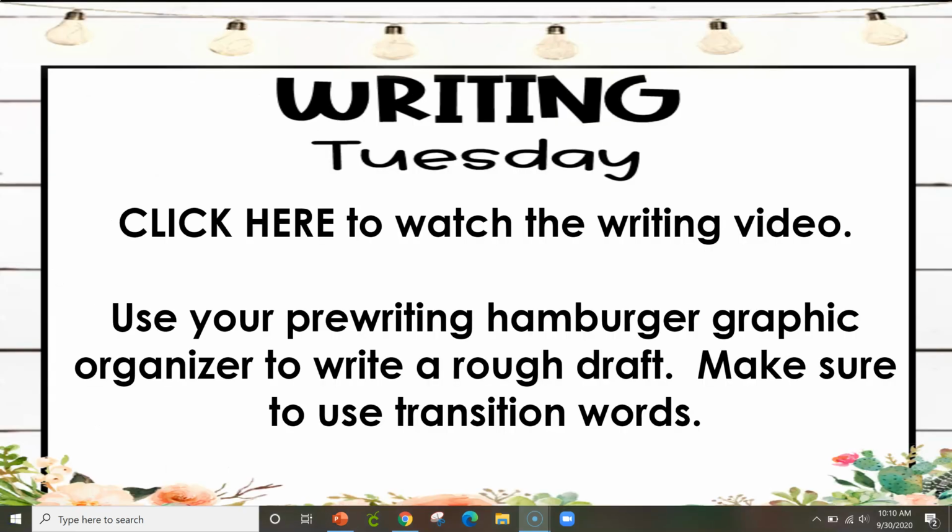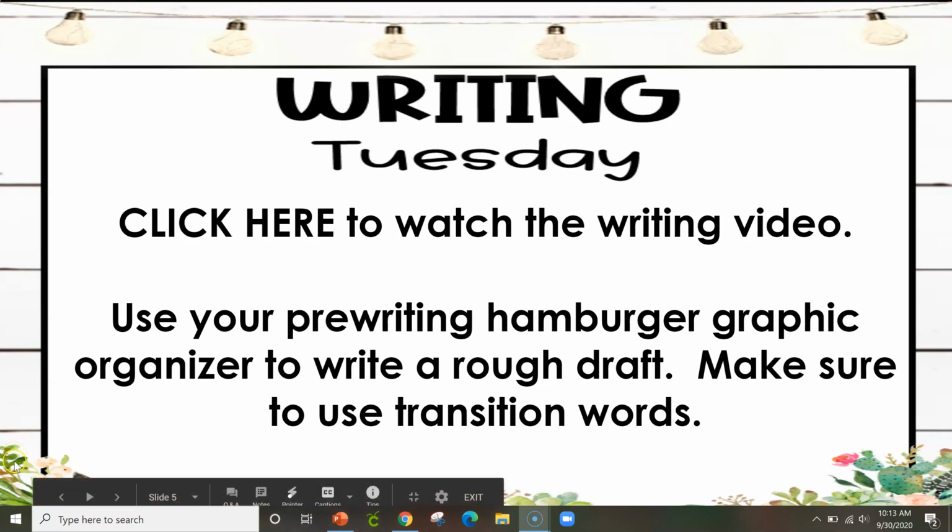Here are your Tuesday Google Slides for writing. You'll have the click here link to watch this video, the one I'm creating right now. Then you will use your pre-writing Hamburger graphic organizer to write a rough draft. Make sure to use transition words. So your pre-writing Hamburger graphic organizer is just on the previous slide. It looks like this.